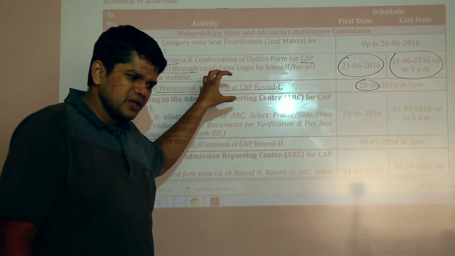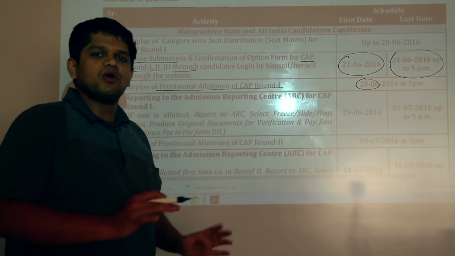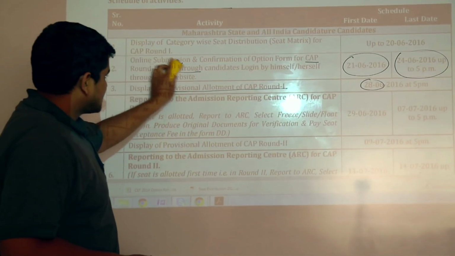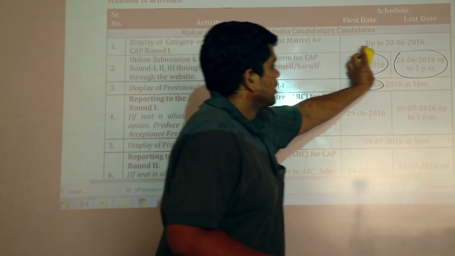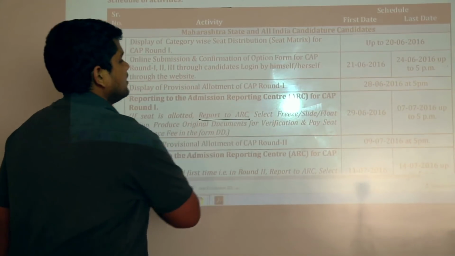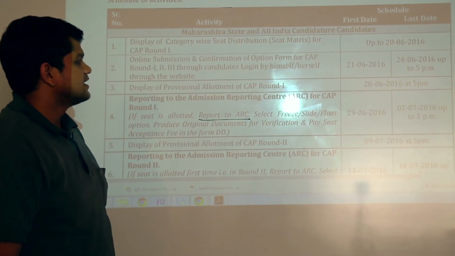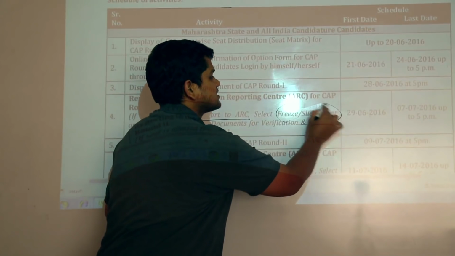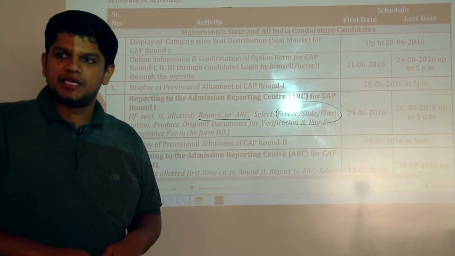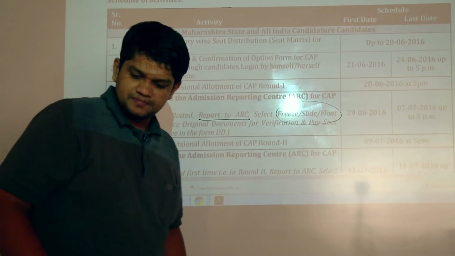That means on the 20th of June, they will be displaying what colleges you have got into through CAP round 1. Now, when a seat is allotted to you, you are supposed to immediately report to the ARC. ARC is Admission Reporting Centers. You're supposed to report to the ARCs, and there are 3 options: freeze, slide and float. Go to the ARCs and select one of those. Now what exactly is this freeze, slide and float?